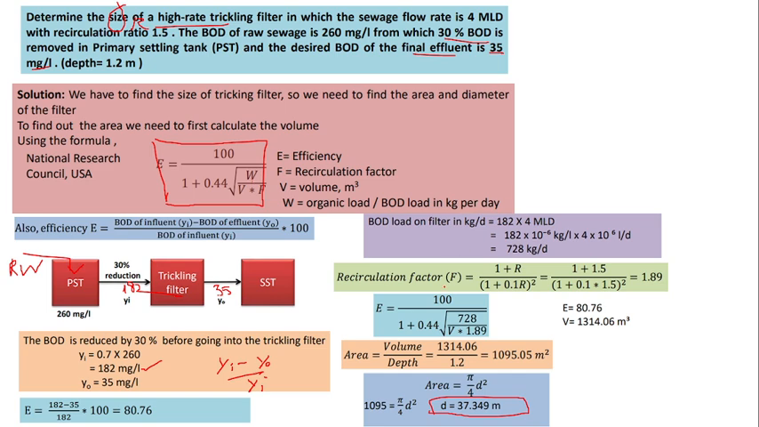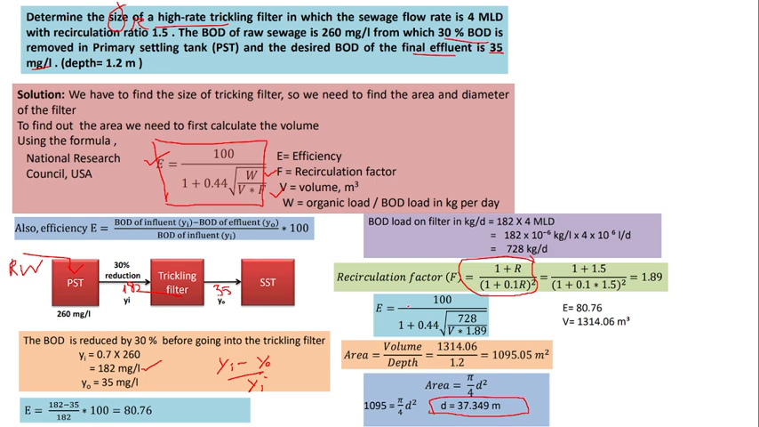Next is the recirculation factor. This recirculation factor F is obtained by 1 plus R divided by (1 plus 0.1 R) the whole square. This is the general form. So now substitute the recirculation ratio R value as 1.5 and obtain the F value. So now you have obtained the F value, W value, E value.